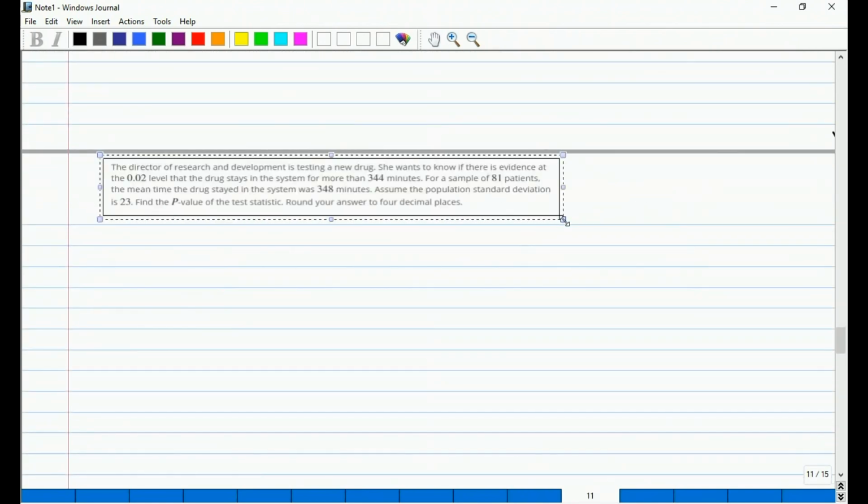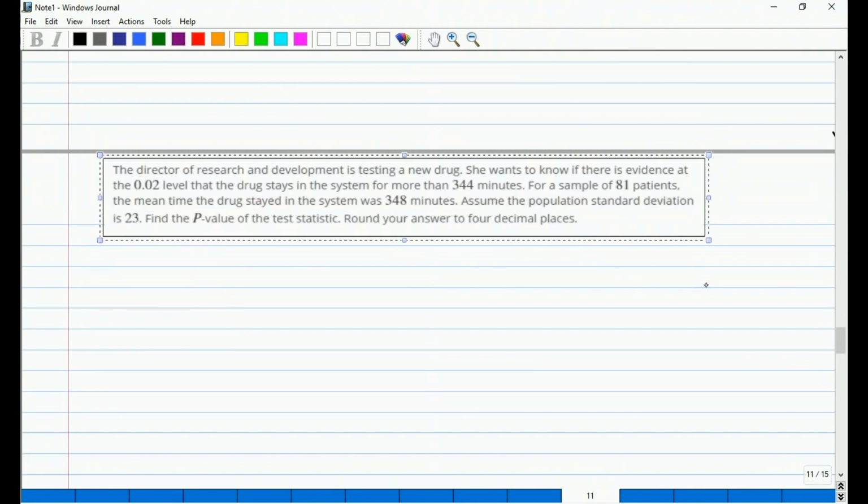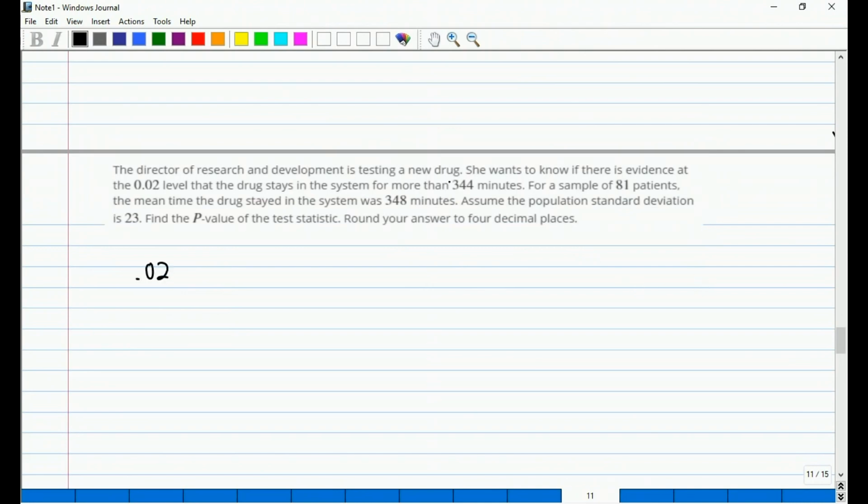All right. So you can see that the level's at 0.02. And it says, wants to know if there's evidence that the drug stays in the system for more than 344 minutes. So that would be mu is greater than 344. So the opposite of that is mu is less than or equal to 344. So this one will have equality. So mu equals 344. That is going to be your null hypothesis. The other is going to be your alternate hypothesis. And because of the greater than right there, that means that it's right-tailed.